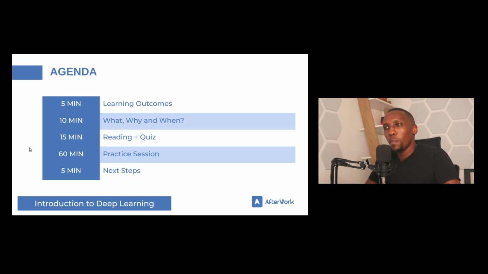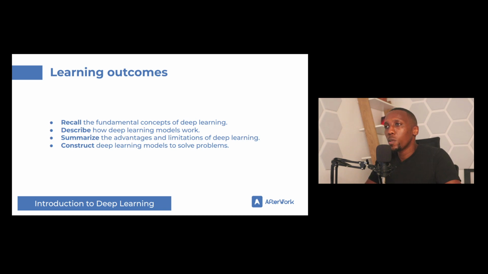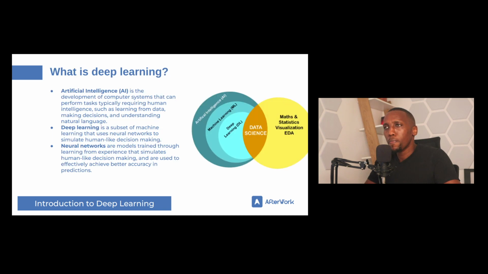So let's begin. Starting off, by the end of today, we are expected to have achieved these learning outcomes. So we should be able to recall the fundamental concepts of deep learning. We should be able to describe how deep learning models work. We should also be able to summarize the advantages as well as limitations of deep learning. And we should also be able to construct deep learning models to solve problems.